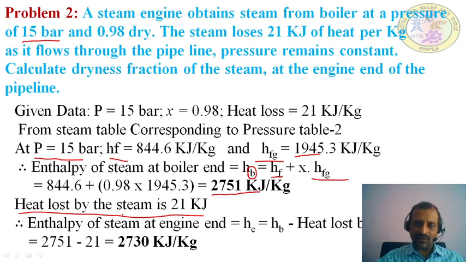So when it passes along the pipe and reaches the engine end, it loses heat of 21 kilojoules. Therefore, the enthalpy of steam at engine end, HE, is equal to HB, the boiler end enthalpy, minus the heat lost by the steam. Subtract whatever amount of heat is lost here. So this is the total enthalpy of the steam at engine end. So 2751 minus 21, so it becomes 2730 kilojoules per kg.